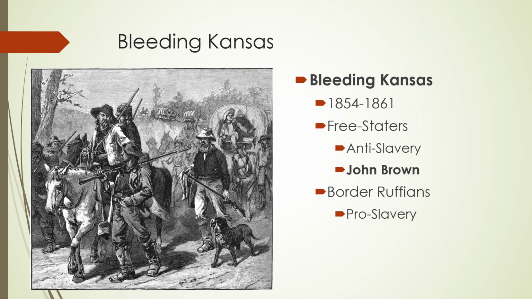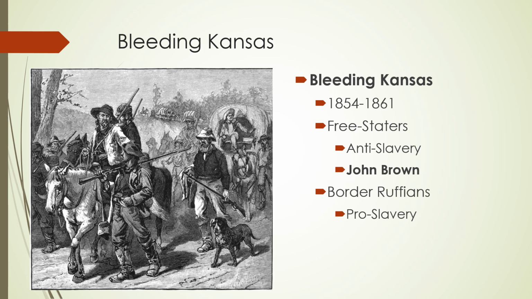Okay, so the free staters are the anti-slavery faction, and the border ruffians is what they call the pro-slavery faction. Again, it's civil unrest, right? There's murders, there's riots, there's all kinds of crazy stuff that happens.